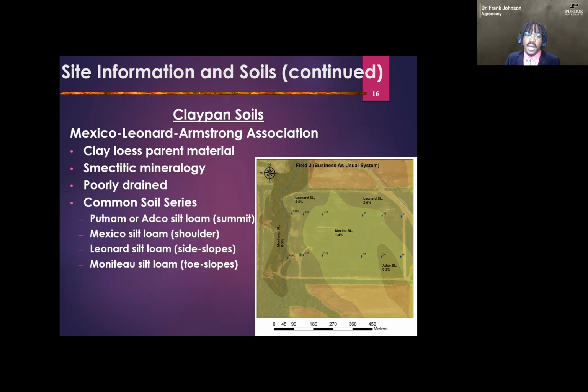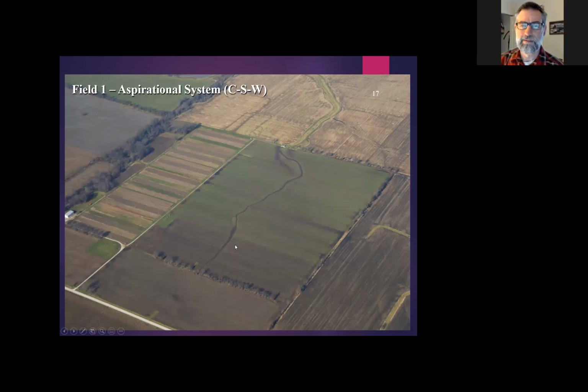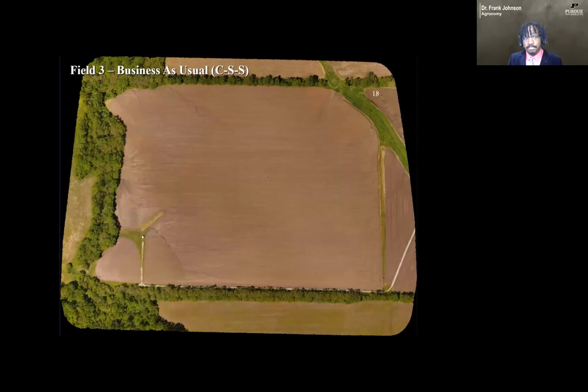And here are our common soil series: Putnam or Armstrong silt loam in the summit, Mexico silt loam in the shoulder, Leonard silt loam in our side slopes, and Montauk silt loam in our toe slopes. Here is an aerial photo of our Field 1, our aspirational system under the corn, soybean, wheat rotation. Typically our summits were here on the edge of the field, and you would go down the landscape position as you get to this drainageway here through the middle. Here's our business as usual with the corn, soybean, soybean rotation, with our toe slopes down here on the side of the field.